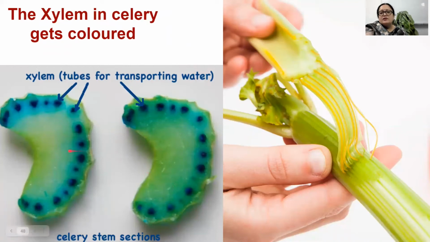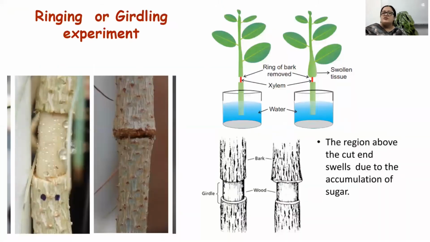So the xylem part gets colored due to the solution in which the celery or the colored flower was kept, and the xylem will be continuously colored, indicating that the upward movement of water takes place across xylem. So all these experimental setups are basically meant to tell you that the upward movement of water and minerals takes place through the xylem. Now, next you're having the ringing or the girdling experiment.